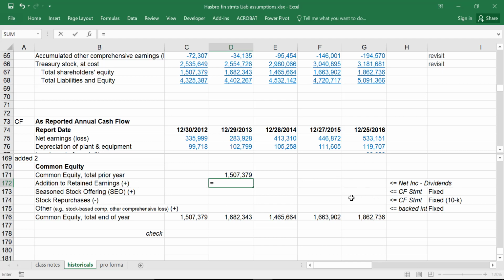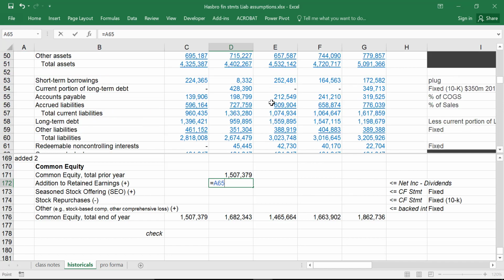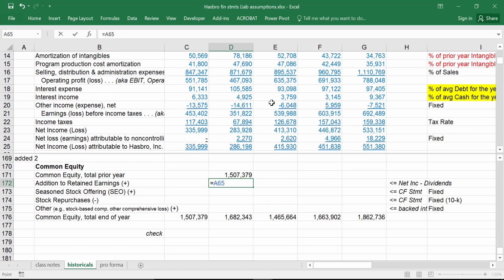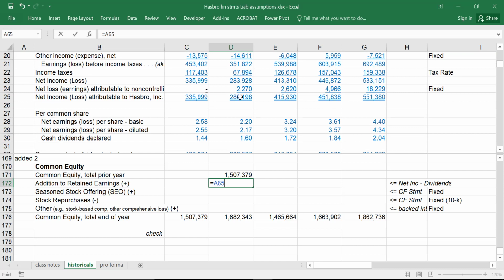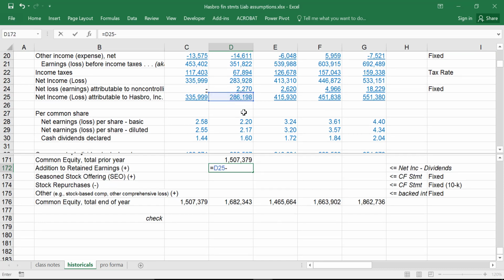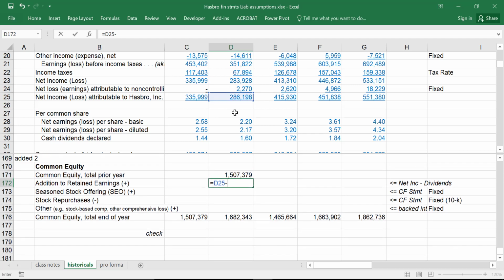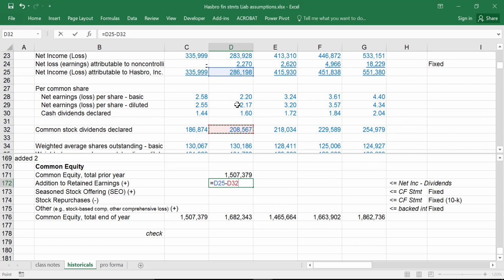All right, so prior year would just be equal to D176 there, and then addition to retained earnings, as an indicator here, that's going to be net income minus the dividends. So we'll go back up here, and we'll navigate to the net income. Right, so there's our net income, and then subtract from that the dividends declared. All right, so that should be our addition to retained earnings. We'll be able to copy those over.